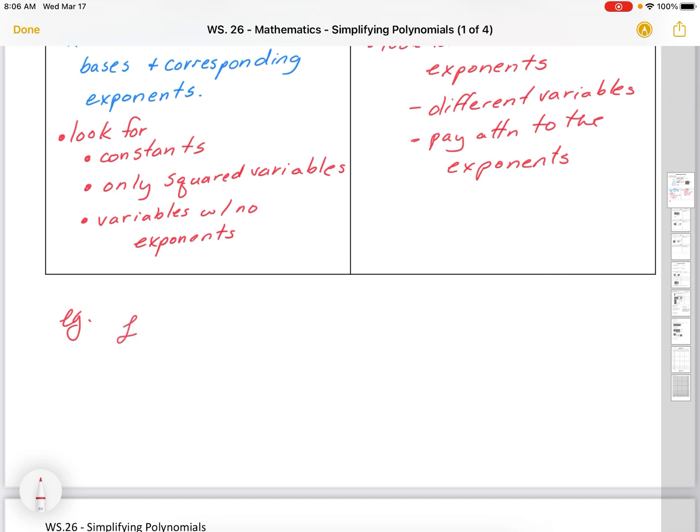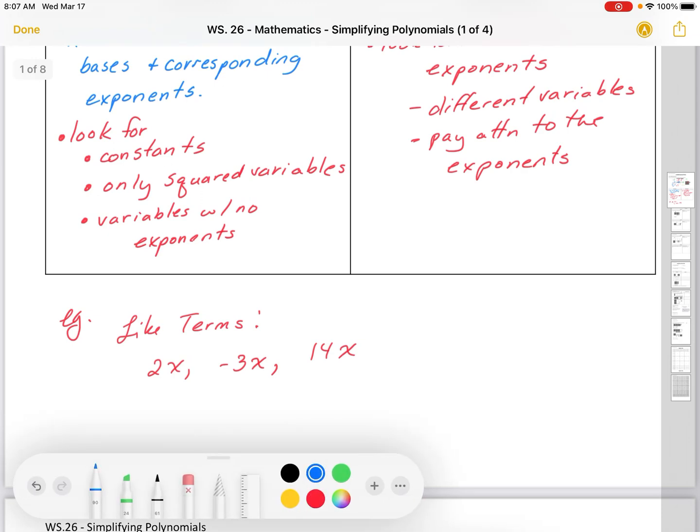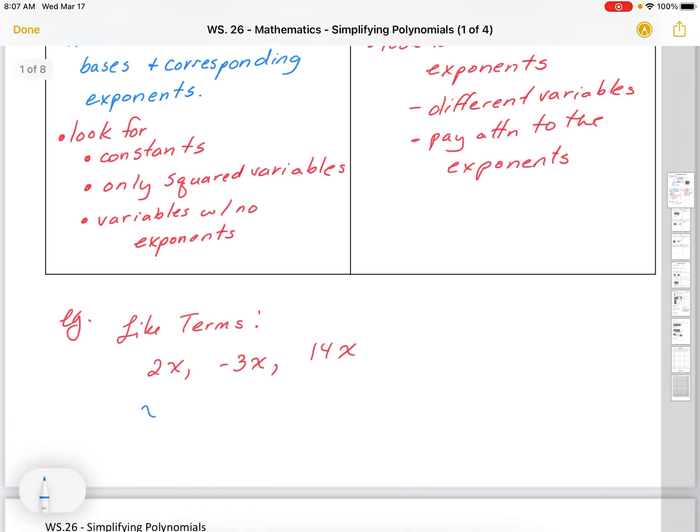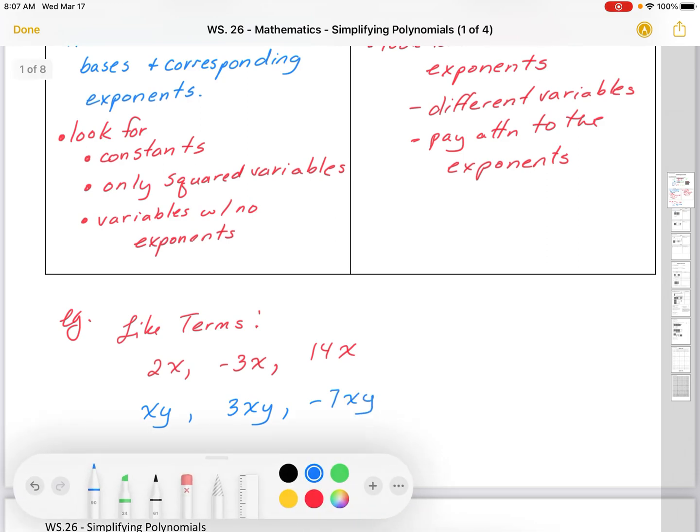So here would be some like terms, and I'm going to do them in different colors. So we might have 2x, negative 3x, 14x. Those are all like terms. And the nice thing is we can collect them up and combine them. Okay, if I had xy, 3xy, negative 7xy, those are all like terms. The variable is the same.